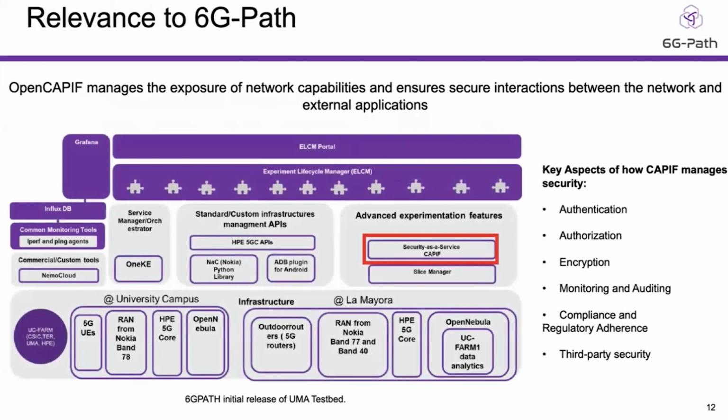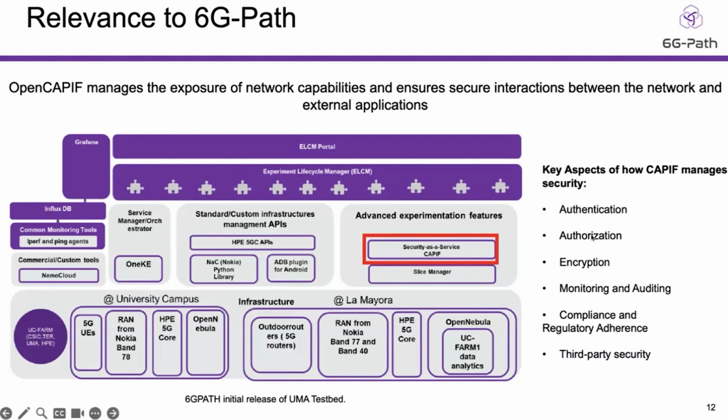Okay, just to finish the presentation, I want to speak about the relevance for 6G-PATH. The key points for 6G-PATH are that Open CAPIF provides secure consumption of network APIs by third parties. As you can see here, it is currently a component of security as a service in the UMA testbed. And the key aspect of security related with CAPIF is authentication, ensuring that only valid users or systems can access the Open CAPIF resources.